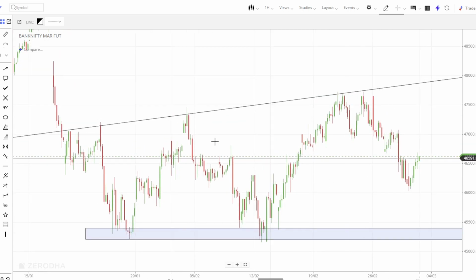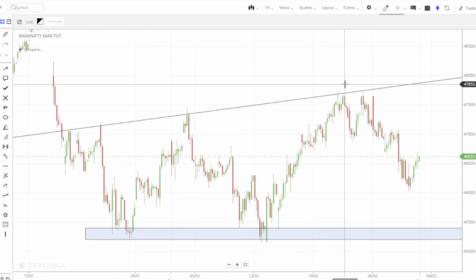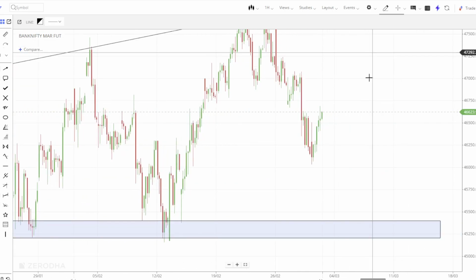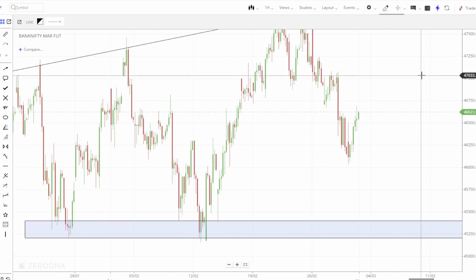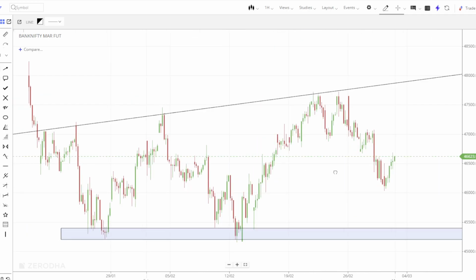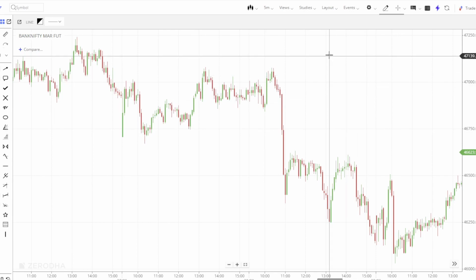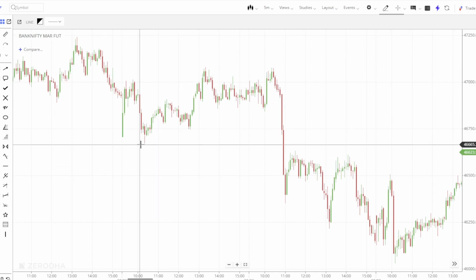That is what I am telling here. This is third time, this is a fourth time, fifth time. When it reaches this level, it is going to break. So this is all about 1 hour chart, Bank Nifty, and let's get into the real trading time frame.